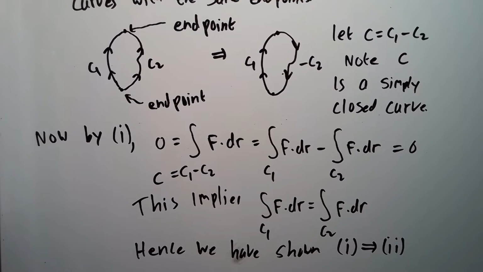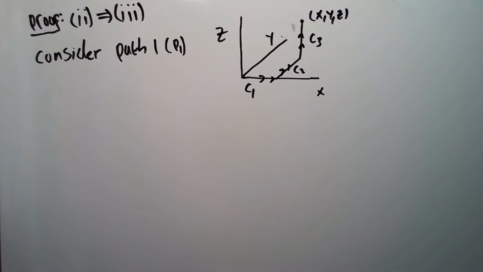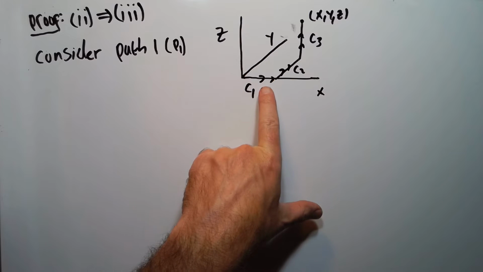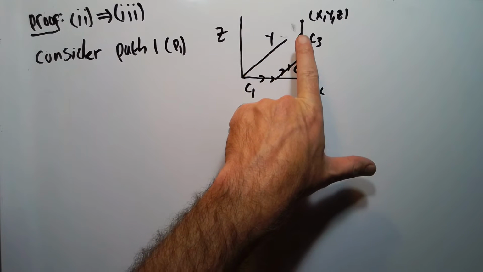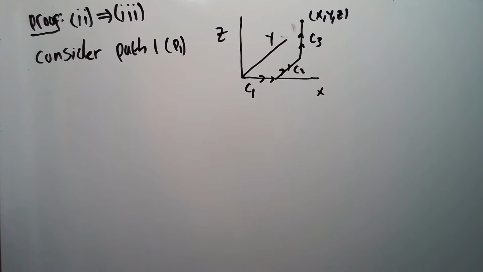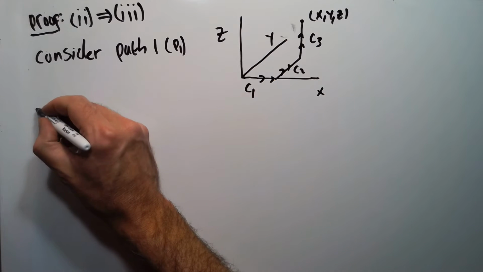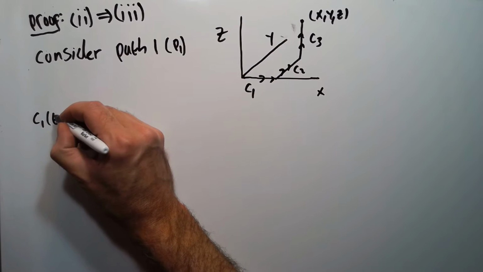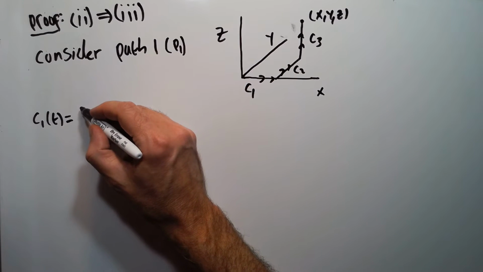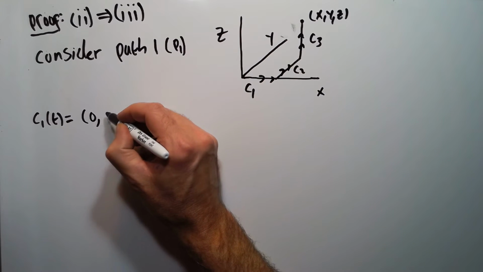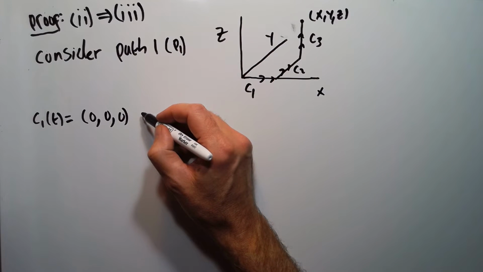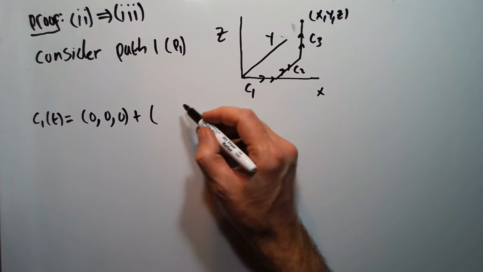Okay, now let's go 2 implies 3, so let me erase some things here. Now let's prove that 2 implies 3. It's a bit trickier, this one. Let's consider path 1. Say it's going along the x-axis, then the y-axis, then up the z-axis to get to the point x, y, z. Let's parameterize each of these. So C1 of t: we're starting at 0, 0, 0, in 3 dimensions here, and then we're ending up at this point here.